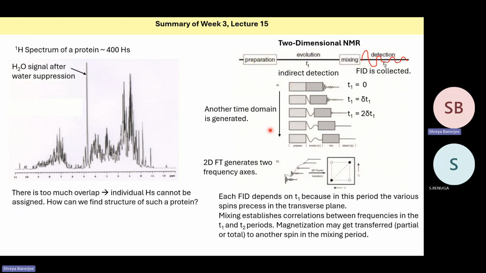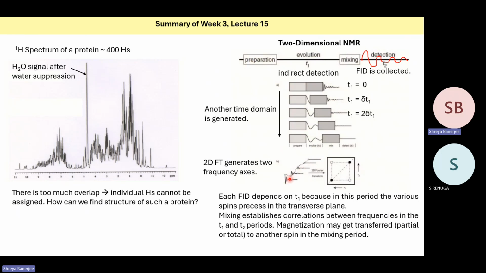What happens in the 2D experiment is that the T1 time is not constant. It is varied. Initially, it starts from 0, and then it is increased in equal intervals. We consider each interval as delta T1. So it is delta T1, 2 delta T1, and so on. The T1 time is increased. Suppose when T1 is 0, you get a certain FID. When T1 is delta T1, you get a different FID. Like that, a series of FIDs is generated. So you can see here, there is a series of FIDs.